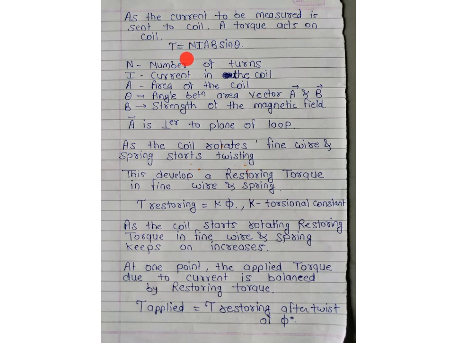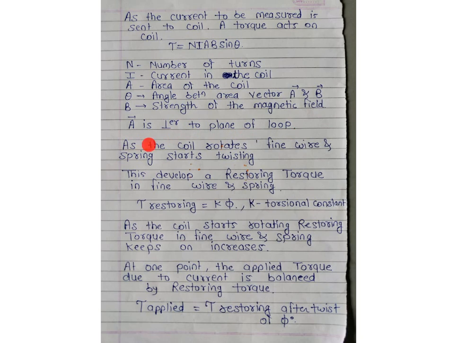What is the formula of torque? Torque tau is equal to NIAB sin theta, where N is the number of turns, I is the current in the coil, A is the area of the coil, and theta is the angle between area vector A and vector B. Also, B is the strength of the magnetic field. The area vector is perpendicular to the plane of the loop.